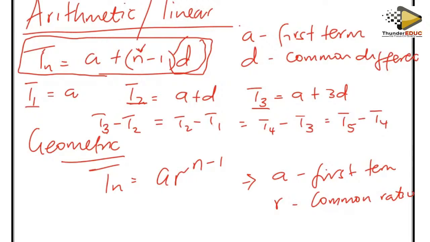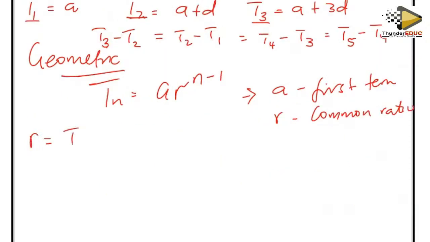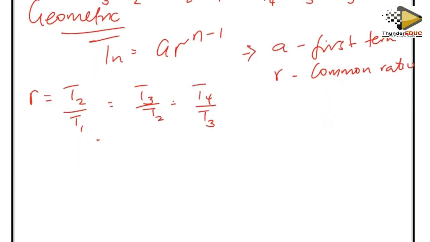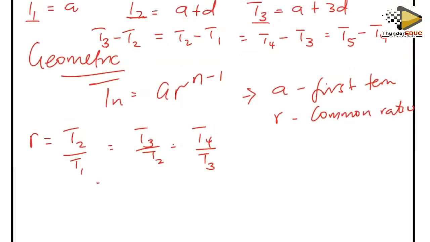Whereas with the geometric, for us to get the ratio, this ratio will be T2 over T1, maybe T3 over T2, T4 over T3. In other words, we are dividing the consecutive terms. So for us to determine the different terms of a geometric sequence, we just multiply the previous term by a certain constant number. Okay, so that is to do with the geometric.